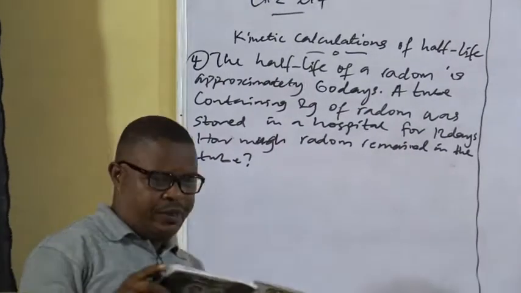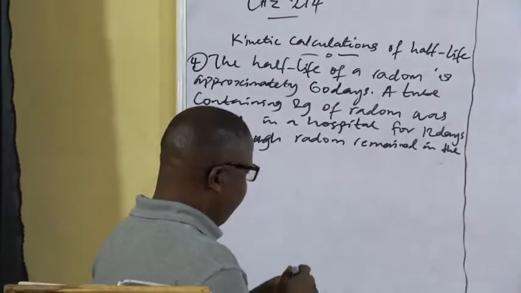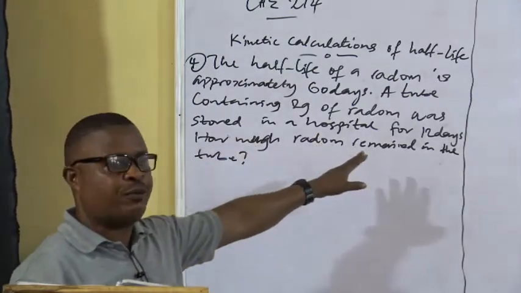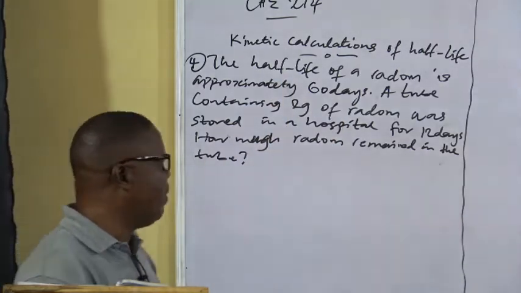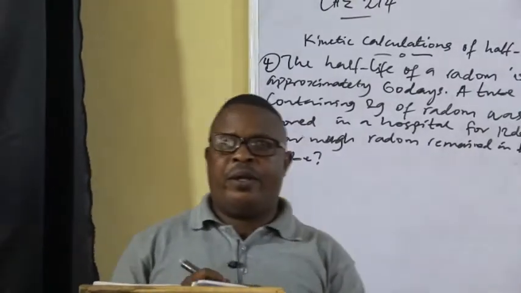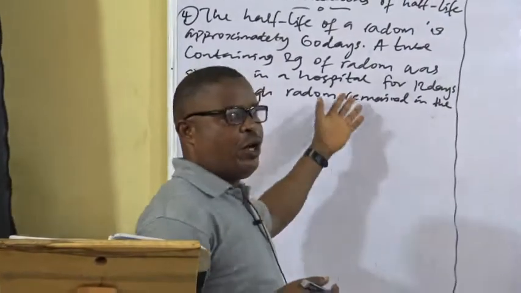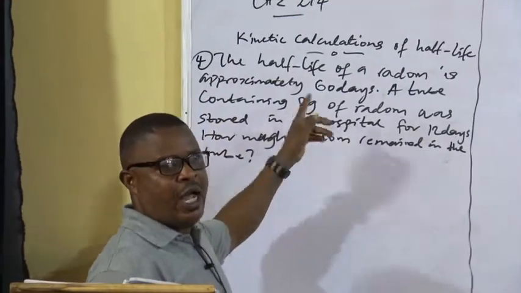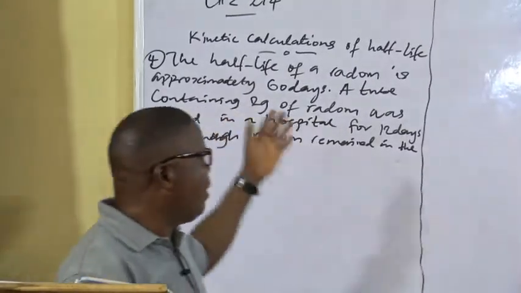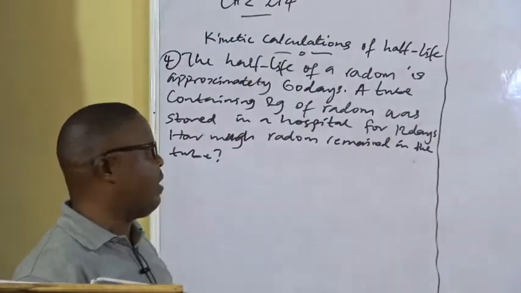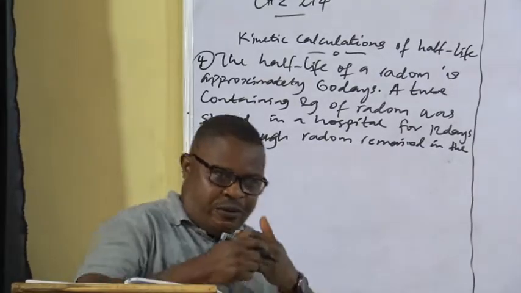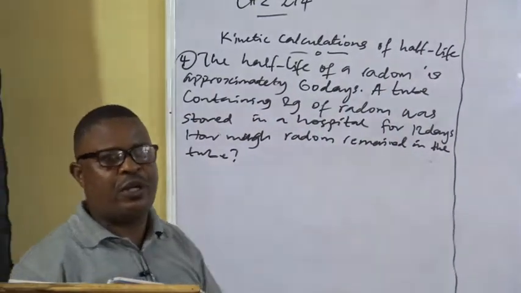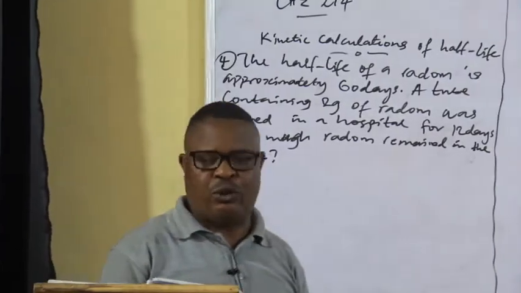The half-life of radon is approximately 60 days. A tube containing 2 grams of radon was stored in a hospital for 12 days. How much radon remained in the tube? The original mass of the radon at the initial stage is given as 2 grams. After some time, when it has undergone radioactivity, definitely some mass of it will have decayed. Now, after these 12 days in the hospital, what is the mass that is left at the end of the 12 days?